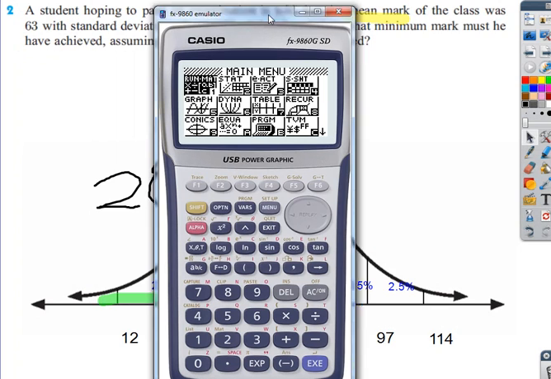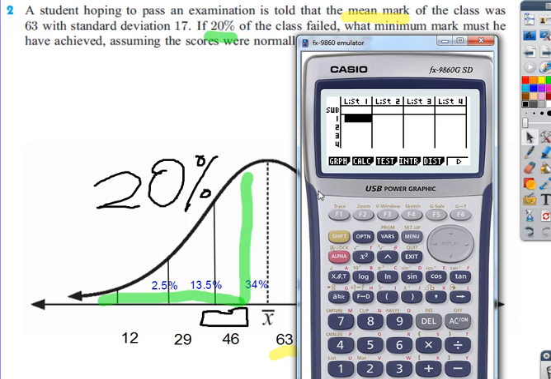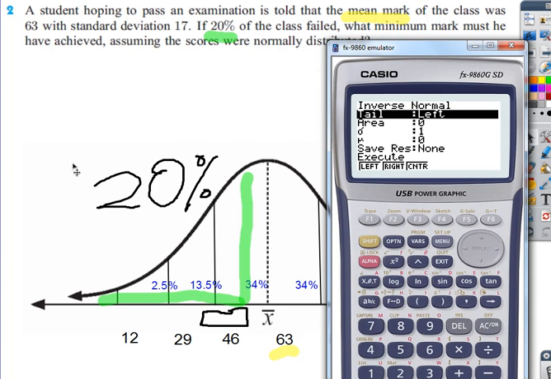So here's our calculator. We go to stats. We go to distributions. Go to normal. And go to inverse normal. So what that's now telling us is that we've been given the percentage here, but not the number across the bottom. Whereas in the other way, when we had upper and lower, we had the numbers across the bottom. So let's go rolling down.